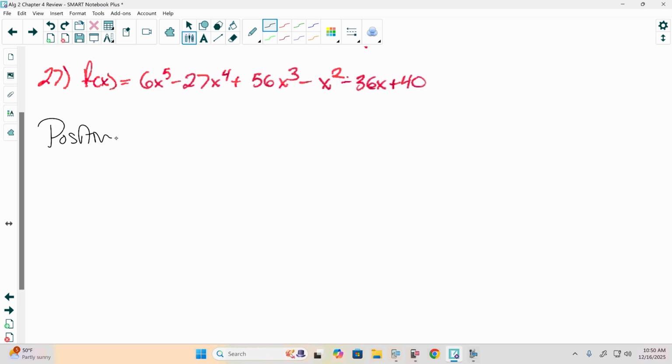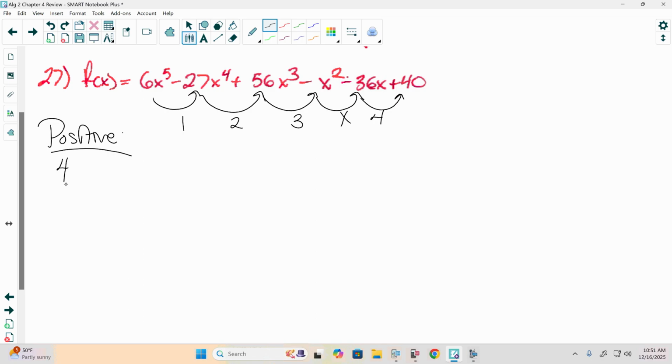Now, to determine the number of positive zeros we can have, we count the number of sign changes from term to term. So we go from x to the 5th to x to the 4th, it's going from positive to negative, so that would be 1 sign change. From x to the 4th to x to the 3rd, we're going from negative to positive, so that would be 2. X to the 3rd to x squared, we're going from positive to negative. X squared to x, we're going from negative to negative. So since there is no sign change, we don't count it. We're only counting the sign changes from term to term. And then from x to our constant, it's going from negative to positive.